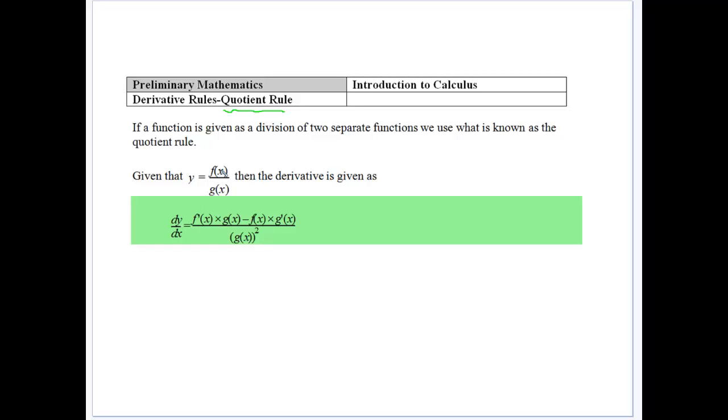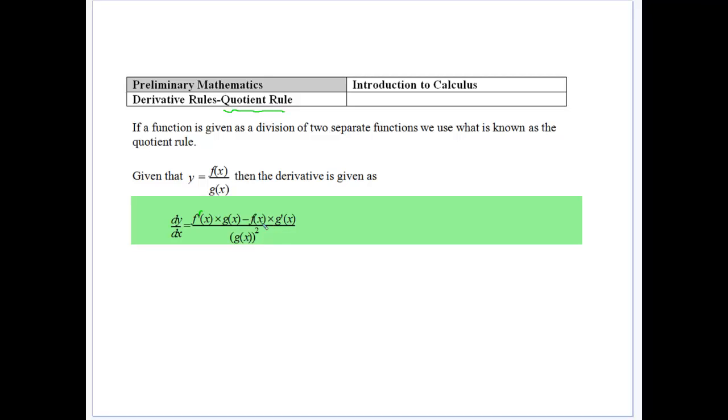Well, our two functions again, the first, f(x) and g(x). And what we do here is, for our derivative, we take our denominator and it gets squared on the bottom. And then we derive the top one times the bottom. This time it's minus the top one times the derivative of the bottom.